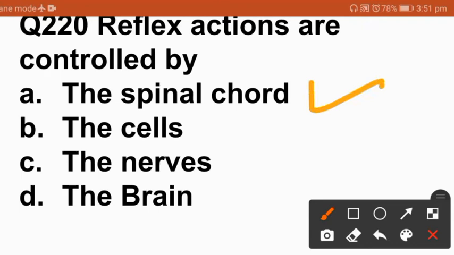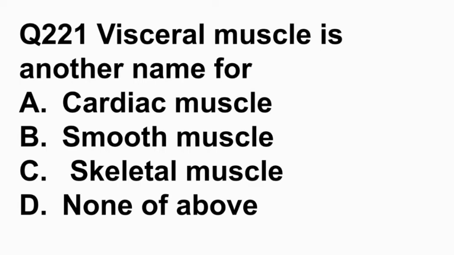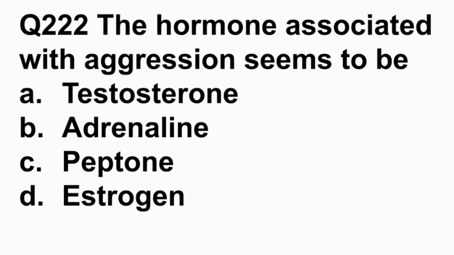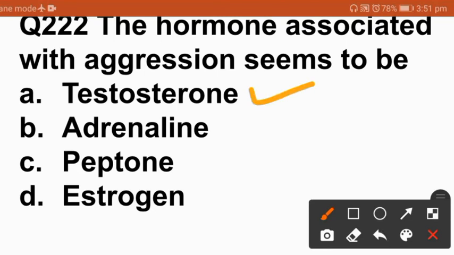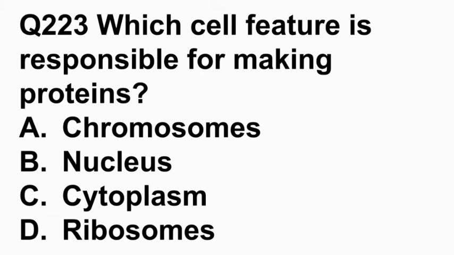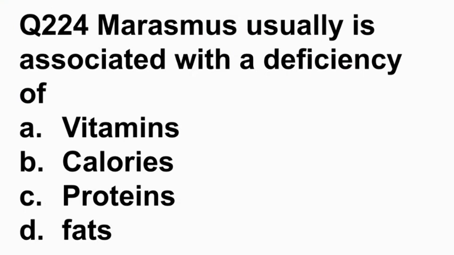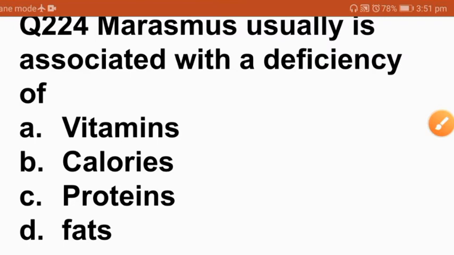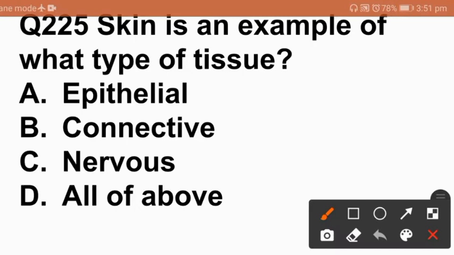Visceral muscle is another name for B. Smooth muscle. The hormone associated with aggression seems to be A. Testosterone. Which cell feature is responsible for making proteins? D. Ribosomes. Marasmus usually is associated with a deficiency of B. Calories. Skin is an example of what type of tissue? A. Epithelial.